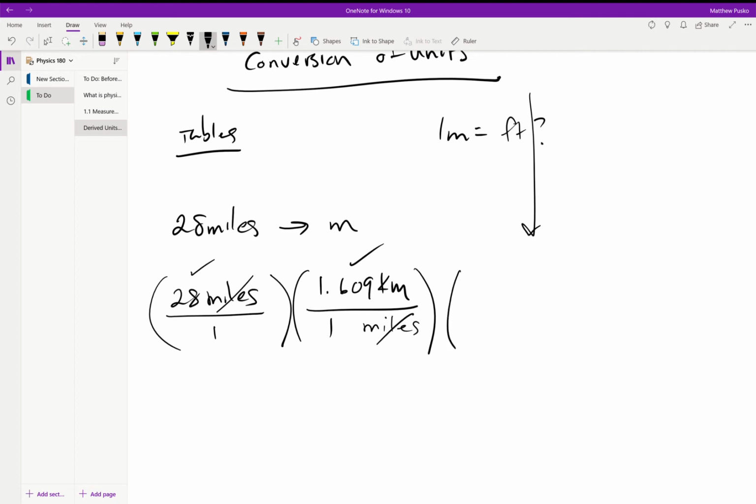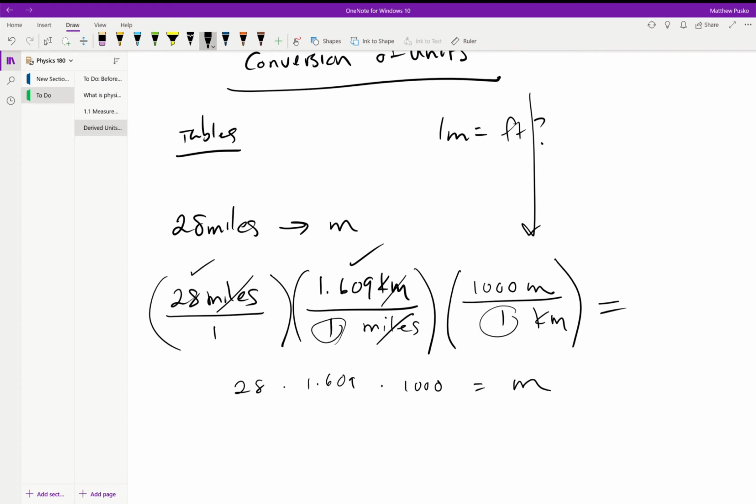The next step would be to put it into meters, and since kilometers is supposed to cancel, let's put kilometers on the bottom of the fraction. I know that 1 kilometer equals 1,000 meters. So pull out your calculator, multiply 28 times 1.609 times 1,000, and you'll get your answer in meters. Now if you had a conversion factor on the bottom, you just divide by it.